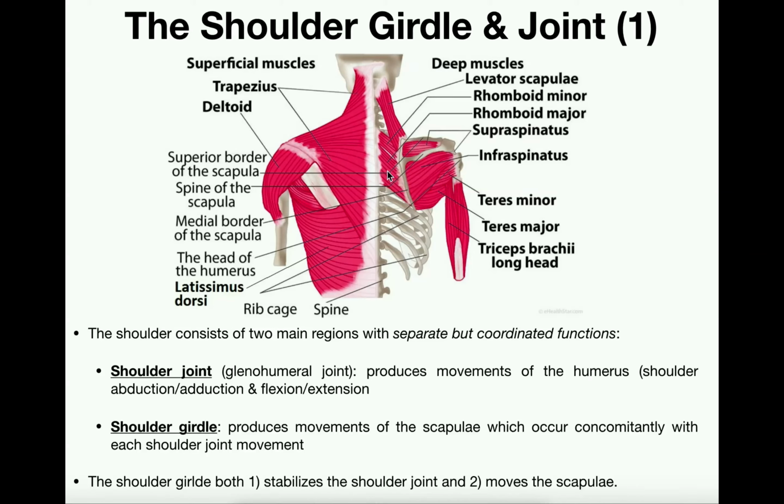If the rhomboid major was to contract by pulling on the bottom 2/3, that would actually facilitate downward rotation because the inferior angle of the scapula would actually move more or less toward the midline. If the inferior angle is to move away from the midline, and in this case, the right scapula would actually rotate counterclockwise, the rhomboid minor would actually have to contract and pull on the top 1/3 of the scapula so that the bottom inferior angle would actually rotate outwards. Okay.